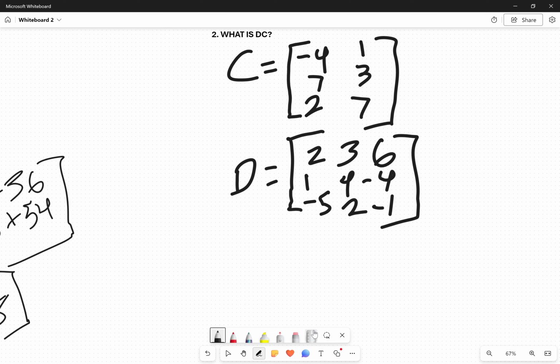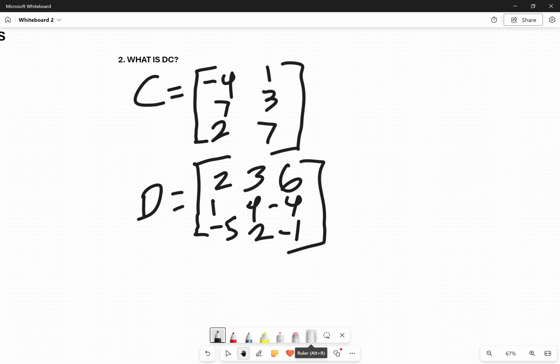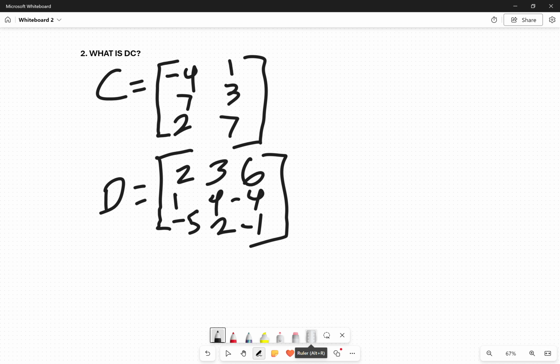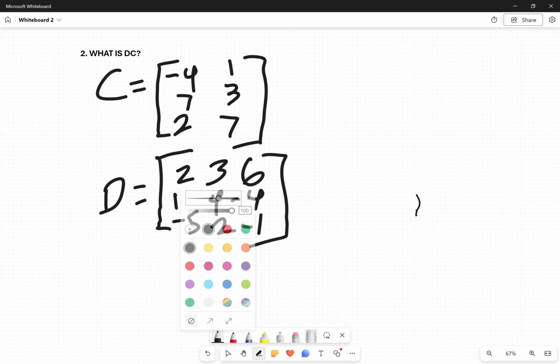Now, over here, we have something a little more complicated, but you do the same thing, it just takes a little bit longer. So we again are going to start with this first row of minus 4 and 1.